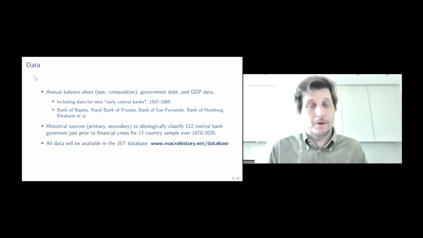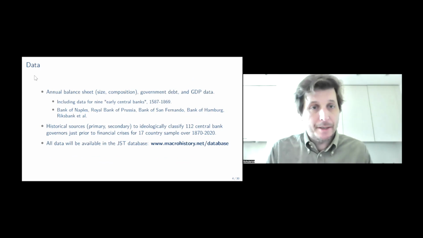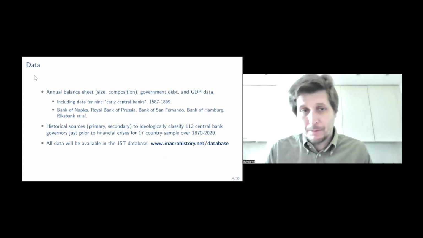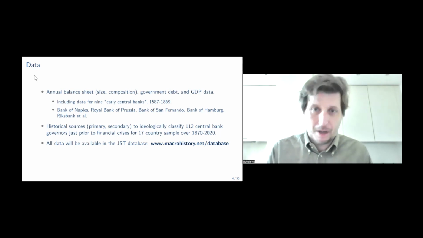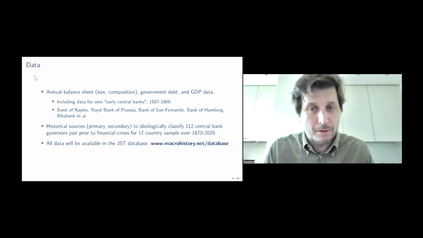Annual balance sheet data on the size and the composition, as well as government debt and GDP data. We include 9 early central banks: the Bank of Naples, the Royal Bank of Prussia, Bank of San Fernando, Bank of Hamburg, Riksbank, etc. Because we have the data, and we're kind of little nerdy economic historians here, financial historians. If you want to start with the Riksbank and the Bank of England as the modern central banks, all our findings are not really touched by that.